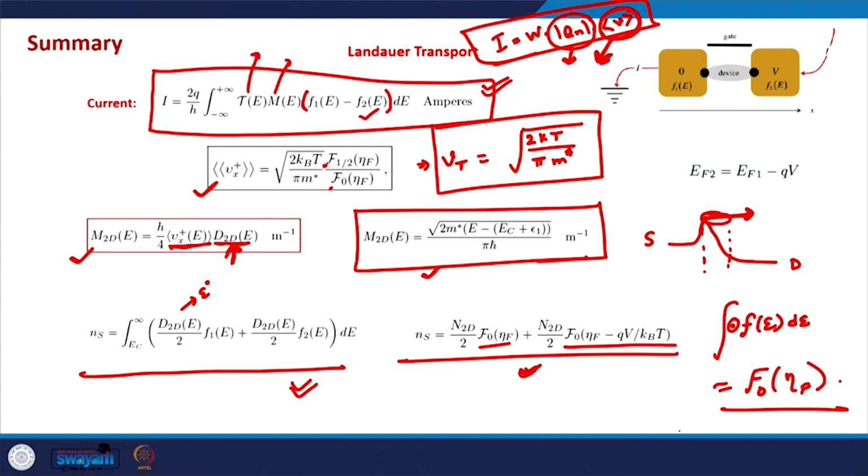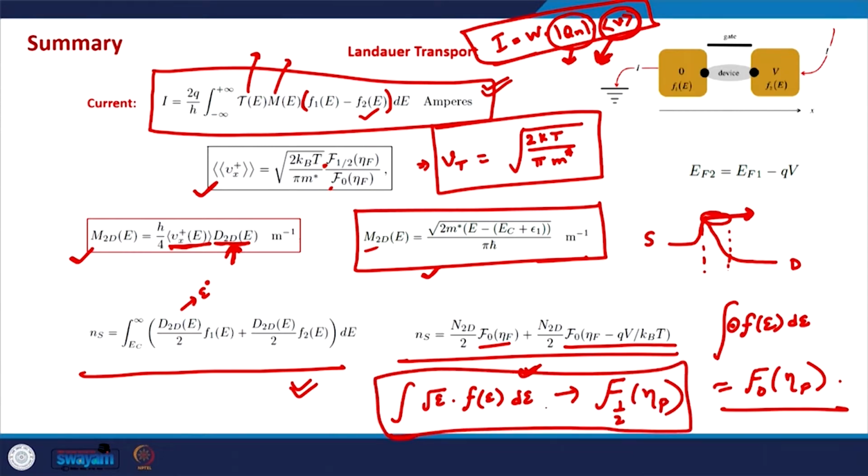When we have, let us say, the number of modes in the current expression, we will have something like this times the Fermi function. This will be the Fermi-Dirac integral of order half. Okay. This is just a small observation, so that once you look at the expressions you can know what kind of thing is going on there.